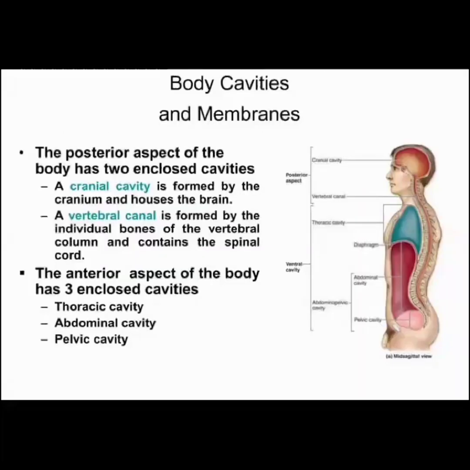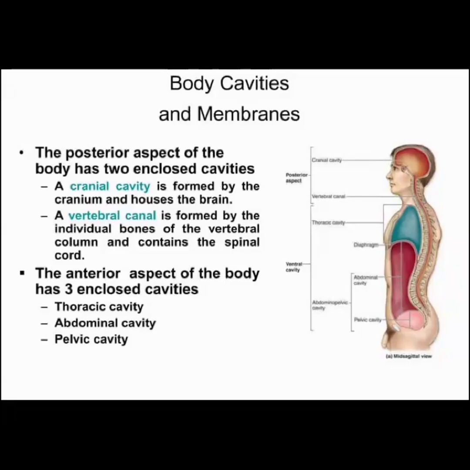Now we will discuss about the body cavities and membranes. The posterior aspects of the body has two enclosed cavities. First, a cranial cavity. It is formed by a cranium and of the brain. So cranium is also known as the house of the brain, which is the head portion of our body. Second, a vertebral canal is formed by the individual bones of the vertebral columns and contains the spinal cord.